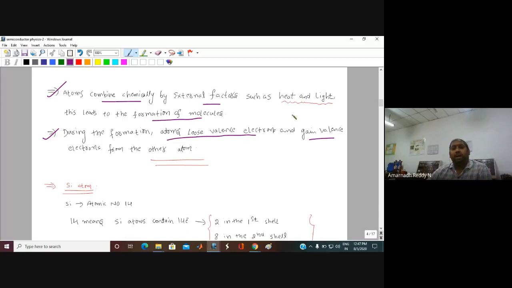During the formation of molecules, atoms lose valence electrons and gain valence electrons from other atoms. We will discuss the meaning of losing and gaining electrons; that is called ionization. We'll see ionization later. Now, the silicon atom.